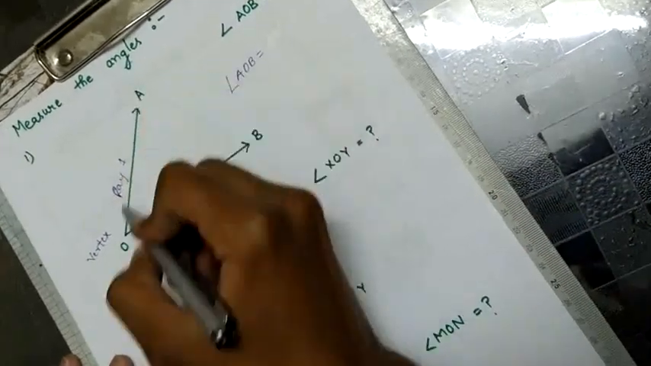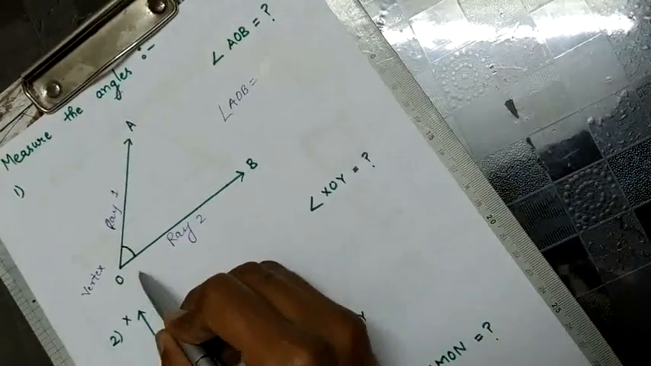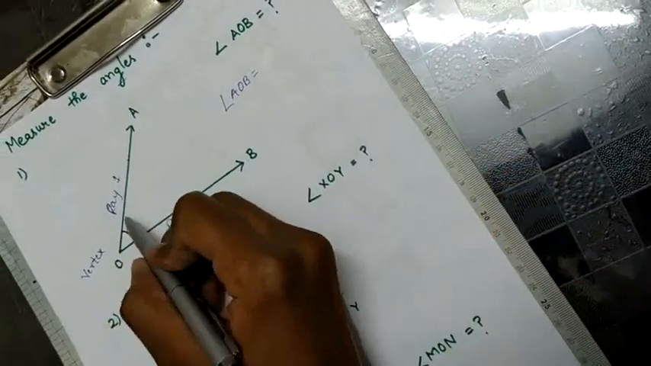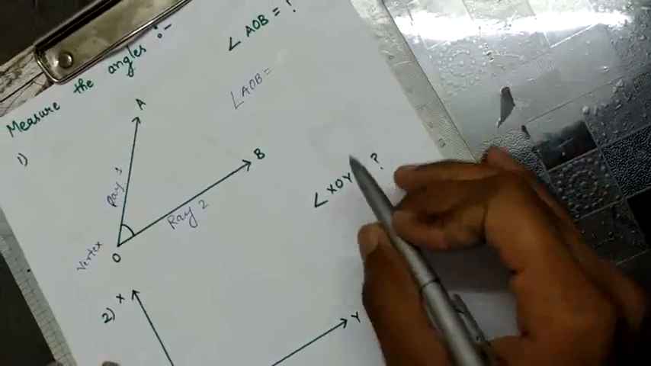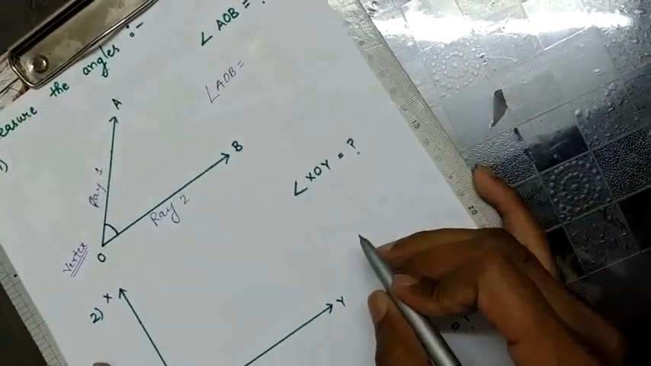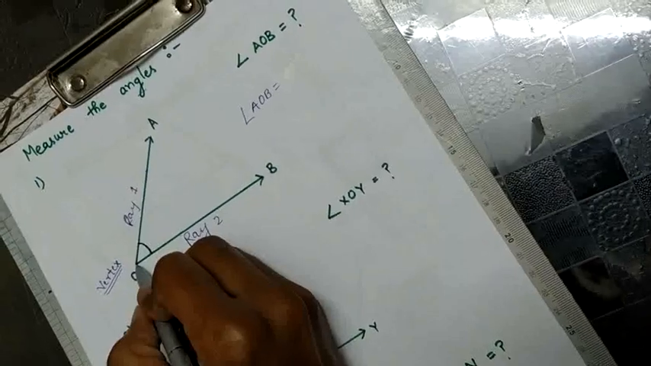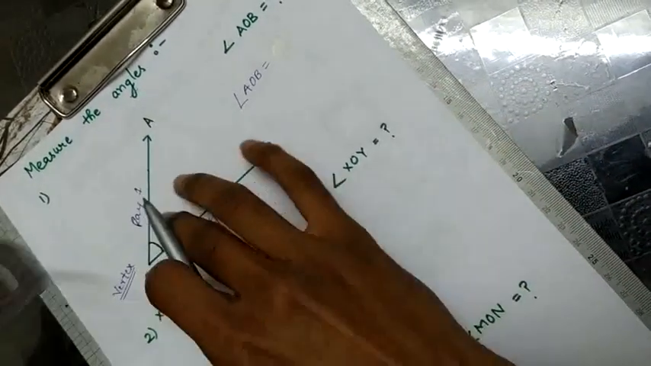Here OA and OB are two rays. OA is ray 1 and OB is ray 2. When they intersect with each other, the point where they meet is called the vertex. The point will be the vertex point. Now we will measure the angle.